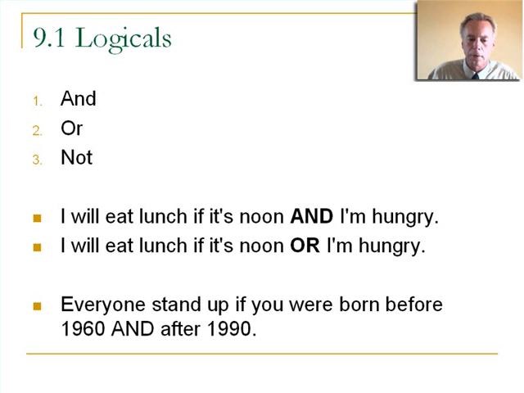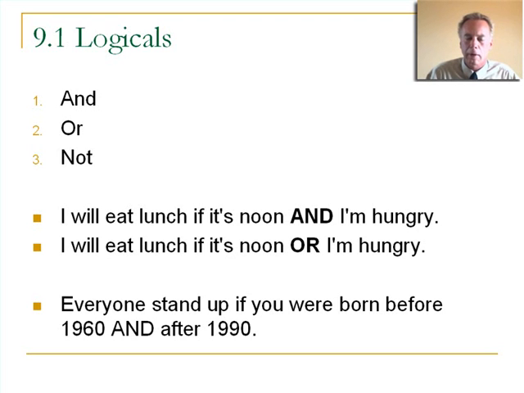Let's look at these examples. "I'll eat lunch if it's noon and I'm hungry" is different from "I'll eat lunch if it's noon or I'm hungry." And you see that in the first one I'm less likely to get something to eat than in the second one. If one or the other condition is true, where or is the key word there, then I would get to eat lunch in the second one. But in the first one, both of the conditions would have to be true in order for me to get to have lunch. So and, or, we use them in English, but we don't always get them right.